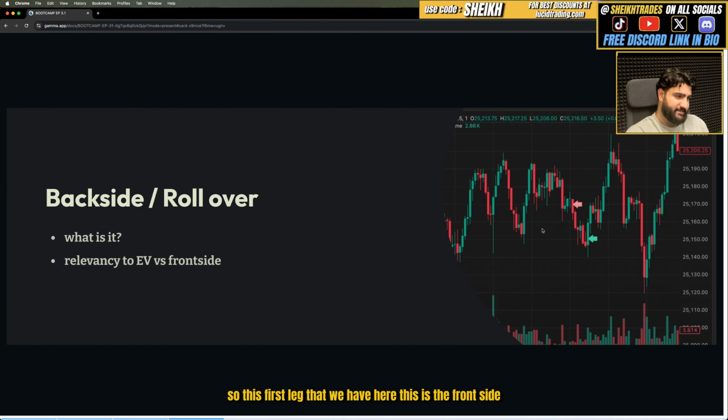So this first leg that we have here, this is the front side. This is still the first pullback, still the front side. Whatever is happening here is the backside of the move. That's the back end of the move. That's what I call the rollover. And then you've got the backside, which is here. And once it rolls over, in short scenarios, when it rolls over like these, that's what I call a rollover. So bear in mind, I use this terminology a lot.